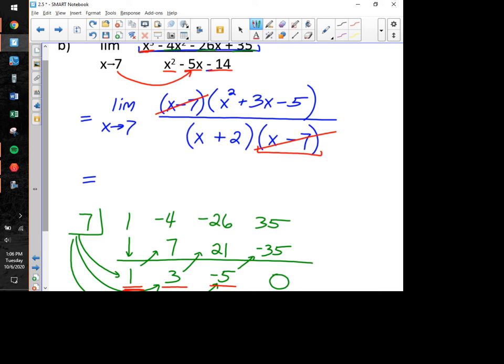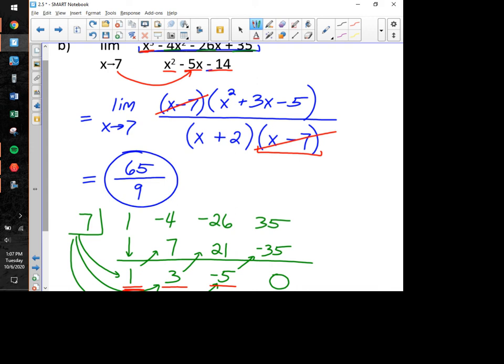So in the numerator, everybody, the 7 squared is going to be a 49 plus a 21. Looks like it's going to get a 70. 70 minus 5, last I checked, was 65. And down in the denominator, the 7 plus 2 is going to get us a 9. And last I checked, everybody, 65 and 9 don't have any common factors, and that's our answer there.